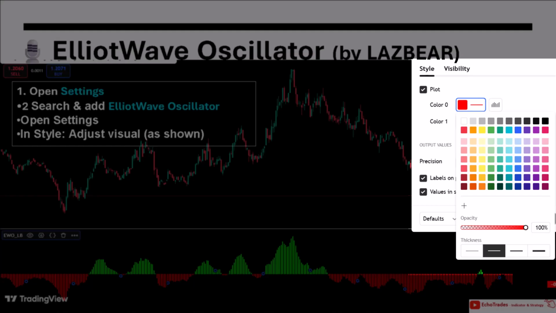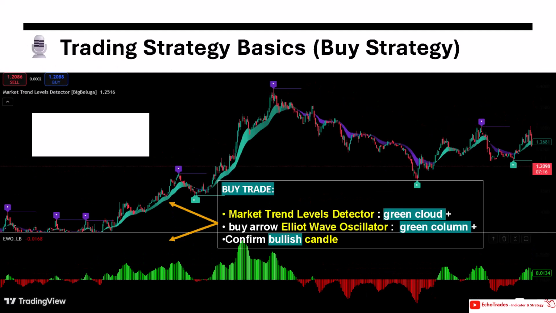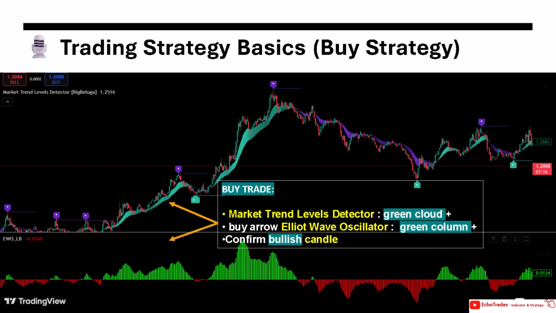Got it. And once that's set up, what you'll see is a histogram, usually at the bottom. It's really straightforward. Green columns mean upward momentum, buyers are strong. Red columns mean downward momentum, sellers are in control. And what's truly fascinating here, and this is the core of it, is how these two seemingly different tools work together. They create this powerful confirmation system. You're not just relying on one signal anymore. You're building a much stronger case for your trade. It helps cut down on those false signals quite a bit.